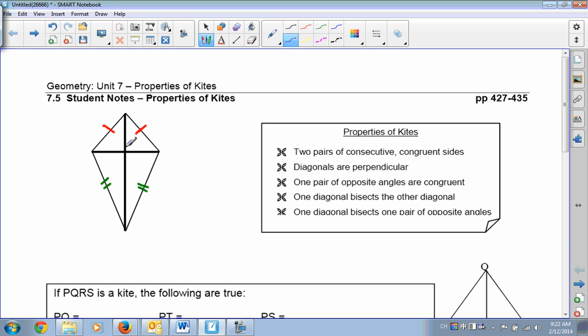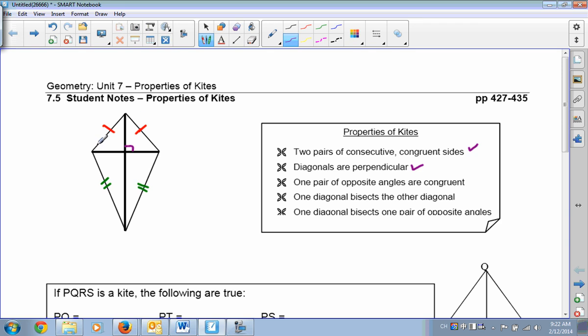Now, are the diagonals congruent to each other? No, but when they do cross, they make 90-degree angles. Okay, so we've done the first one, the second one, and one pair of opposite angles are congruent. Okay, so one pair of opposite angles.